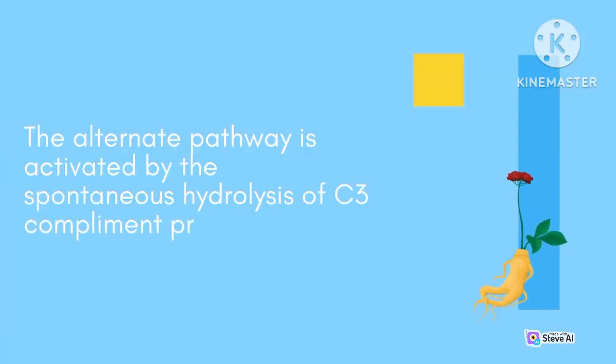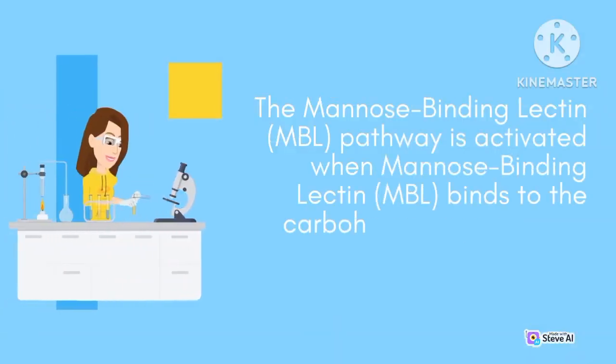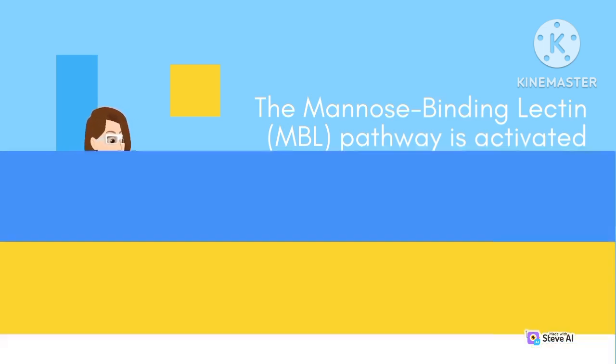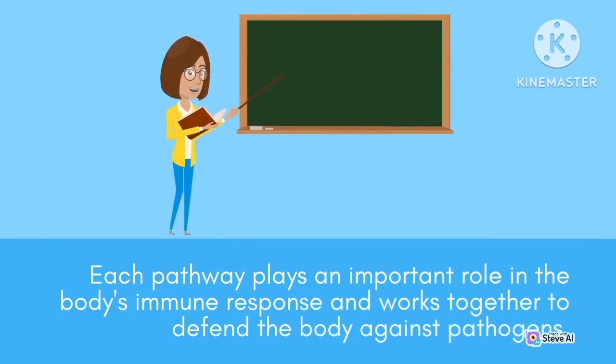The alternate pathway is activated by the spontaneous hydrolysis of C3 complement protein. The mannose-binding lectin, MBL, pathway is activated when mannose-binding lectin, MBL, binds to the carbohydrates present on the surface of pathogens. Each pathway plays an important role in the body's immune response and works together to defend the body against pathogens.